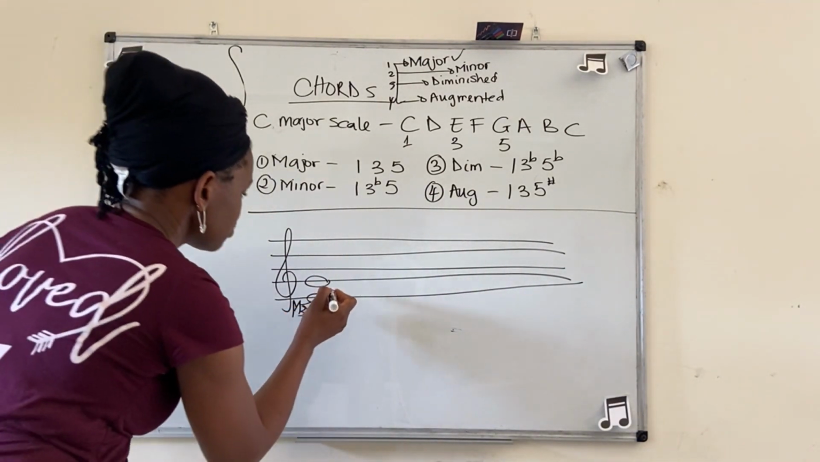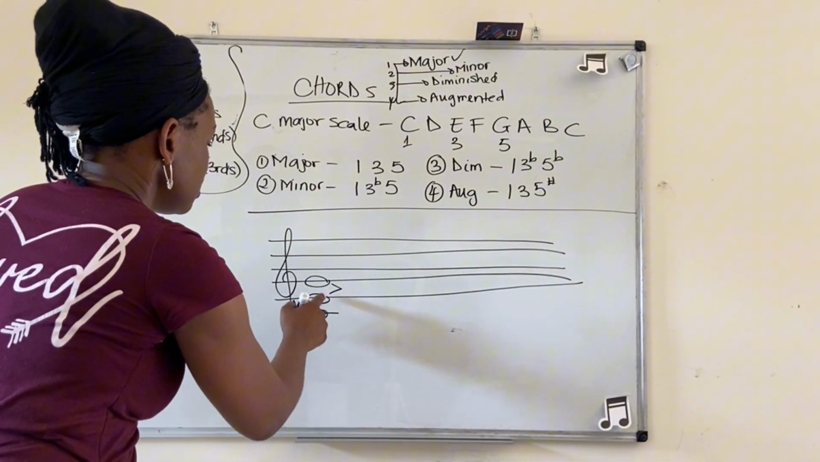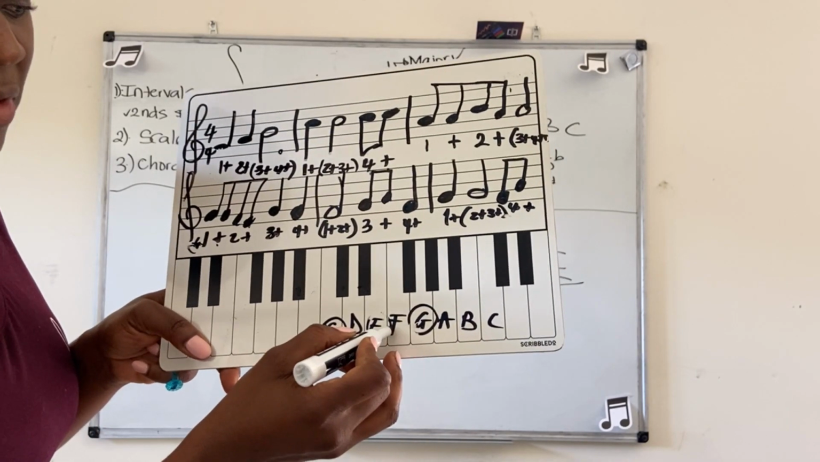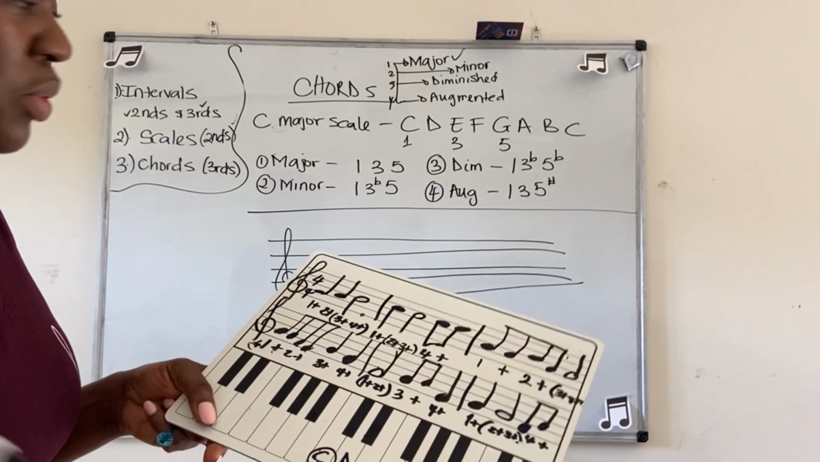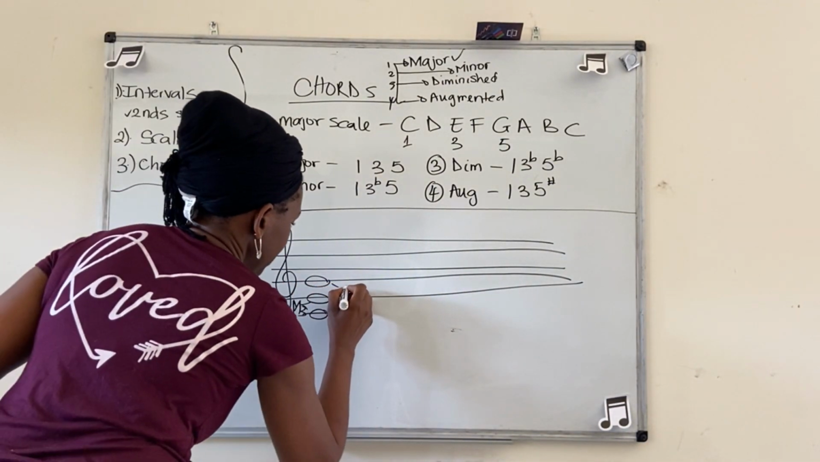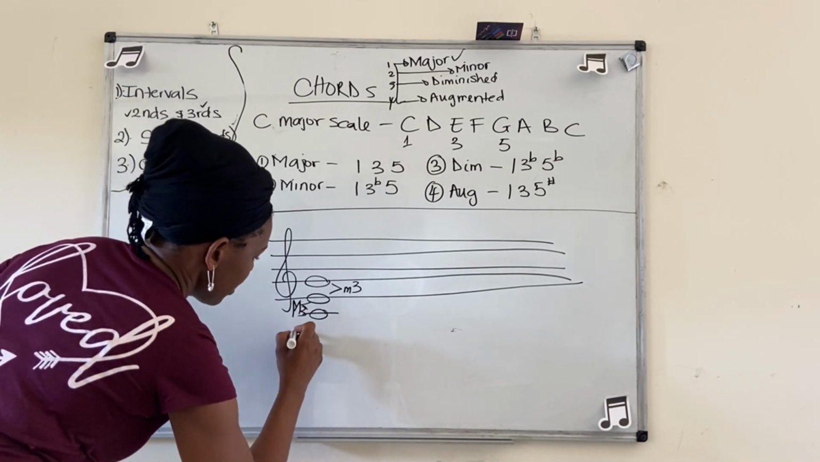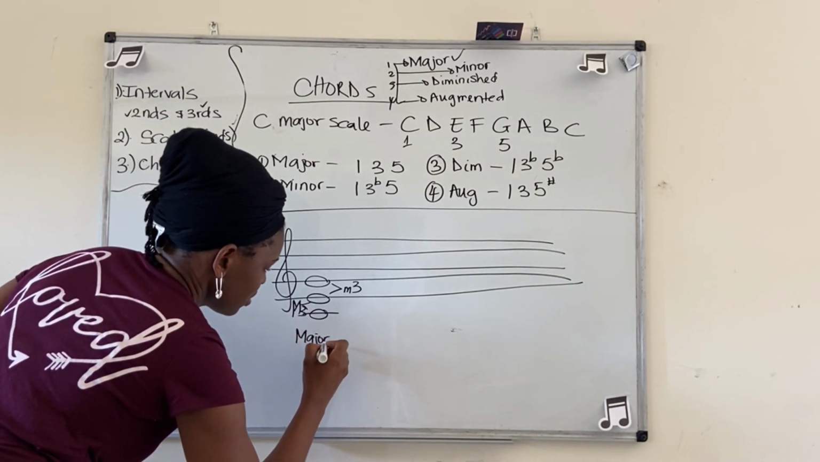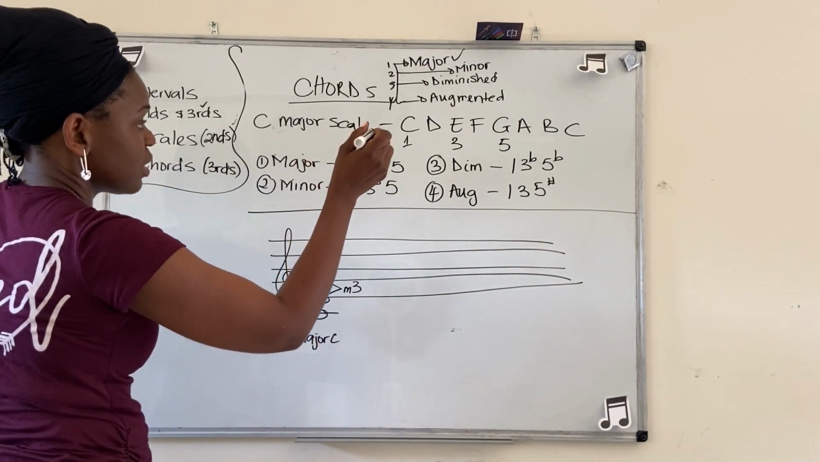And now from here to here, let's see what it gives us. That's E to G. E to F is a half step. So it's 1, 2, 3. So that's a minor third. So this is our major C chord that we had here.